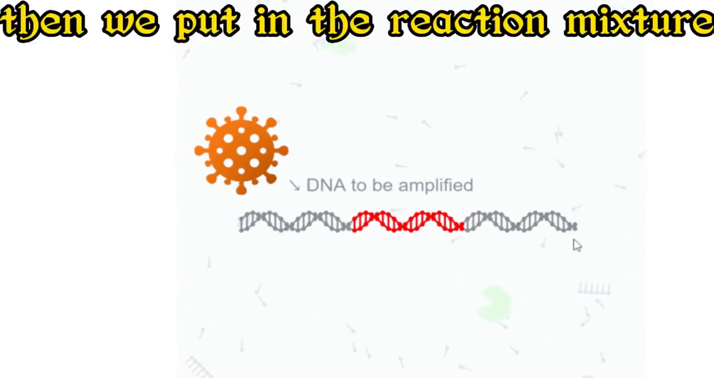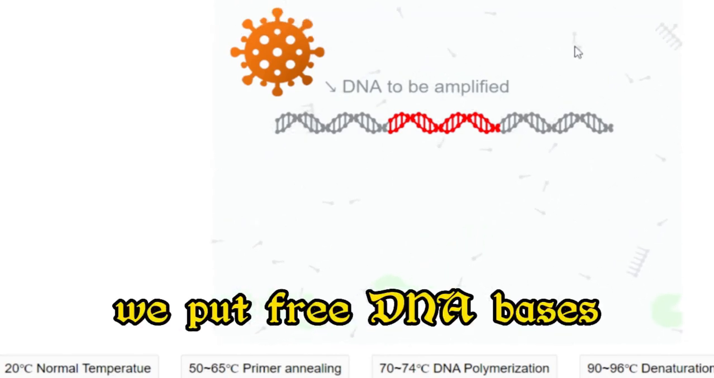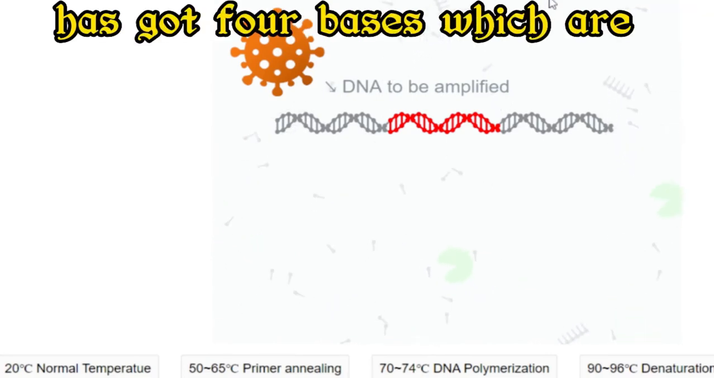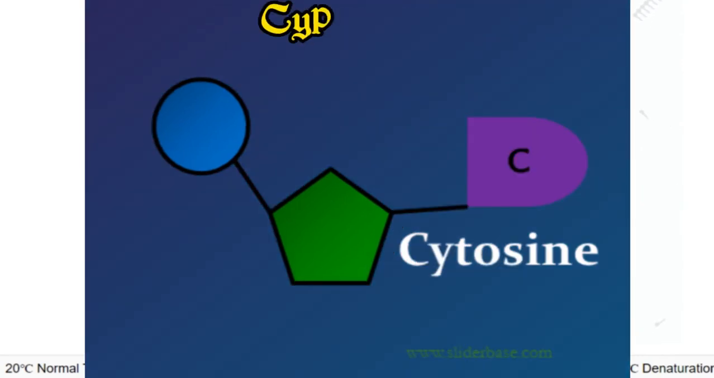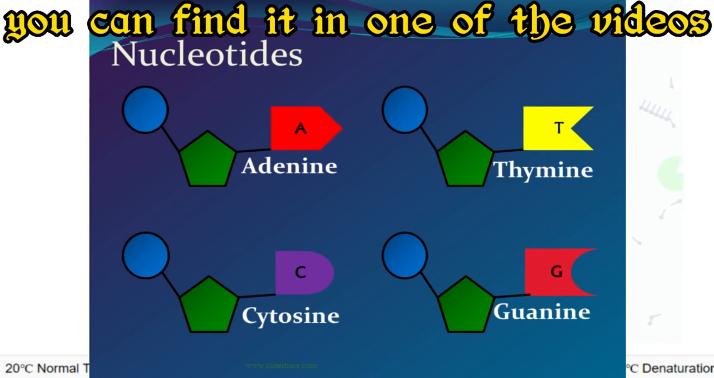Then we put in the reaction mixture in a test tube. We put free DNA bases. You should know by now that DNA has 4 bases, which are adenine, thymine, guanine, and cytosine. We'll talk about this in another video. You can find it in one of the videos.